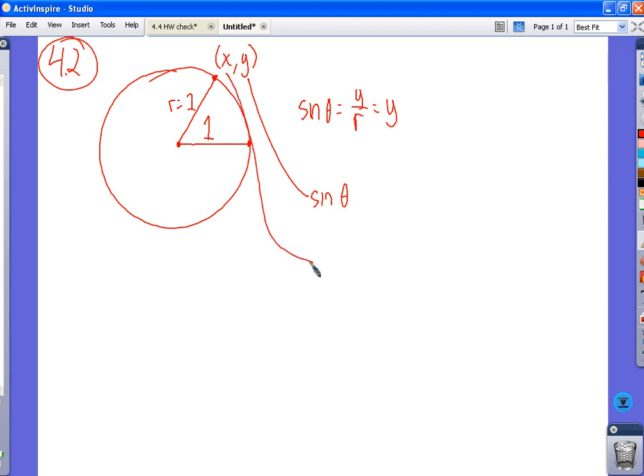Sine is y, and the cosine is x over r, and again, r is 1, so x is the cosine of theta. So were you to have such a circle, all of those labels would be not just x comma y, but cosine comma sine.